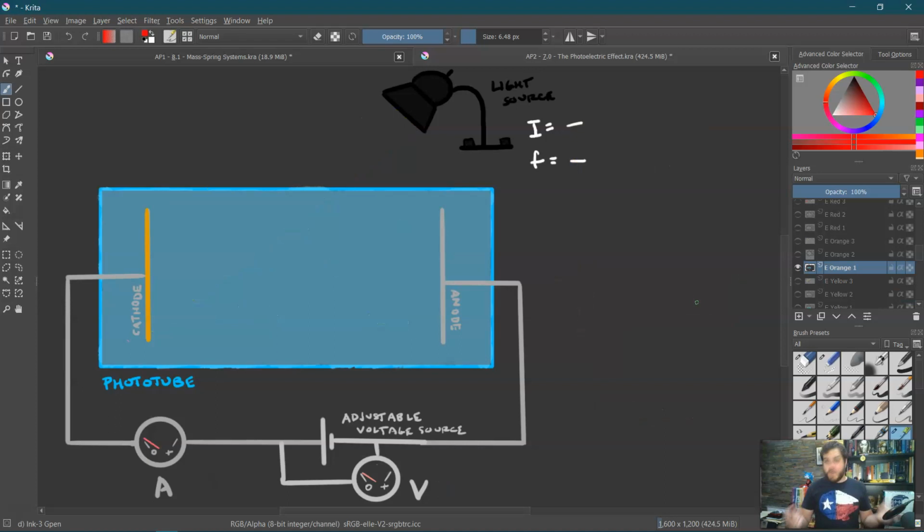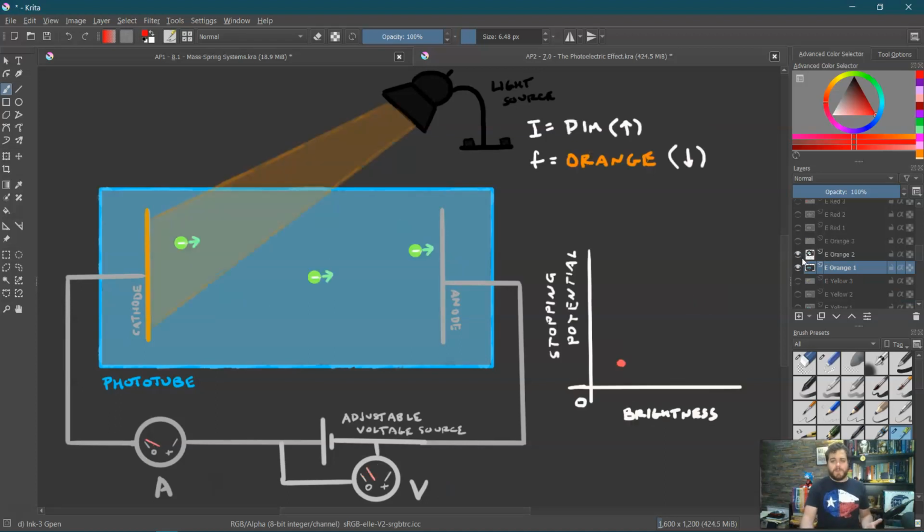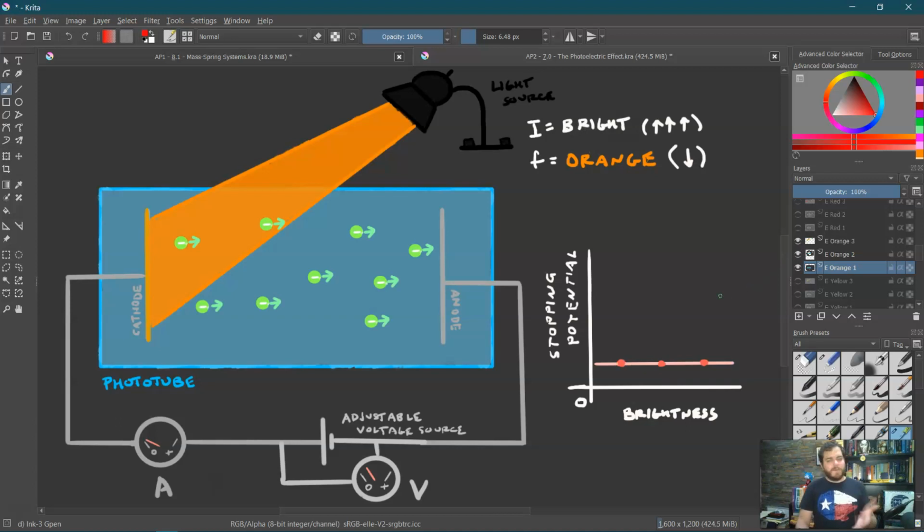And let's go ahead and try orange too. All right, so I'm going to turn it up. All right, we've got a few electrons, and they've got a pretty low stopping voltage here, so maybe it'll increase if I turn it up, but nope, it also stays constant for this brightness.